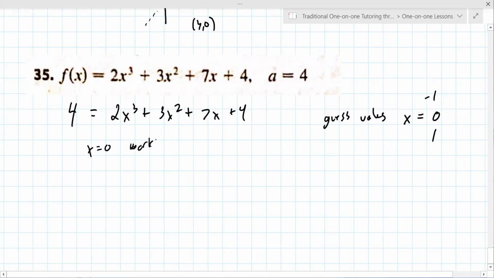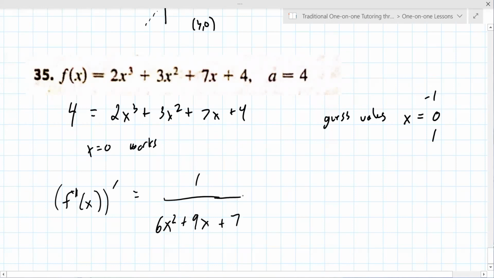So now you got the value. Now your f inverse of x prime, you need to find the derivative of this thing, and you can do that. That's why you learn all that stuff. So 6x squared plus 9x plus 7. And then the number that goes in there is the one you just found. That'd just be 1 over 7. Yes.